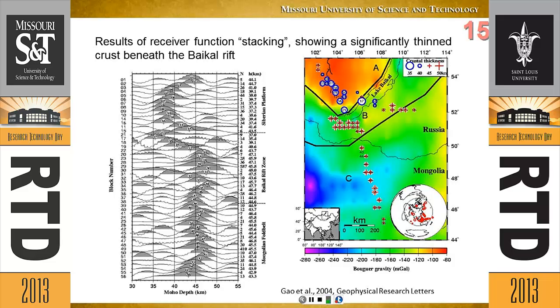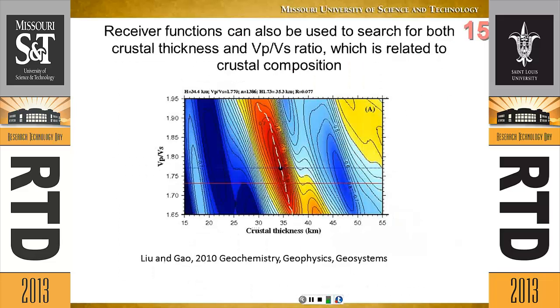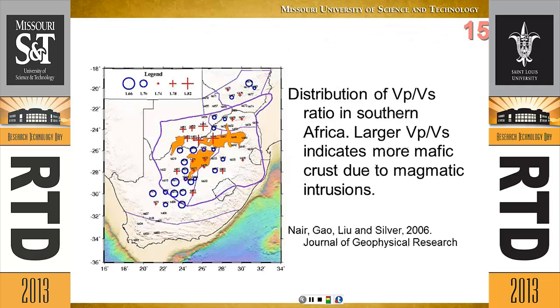distribution, I mean, how thick is the crust, and why you have a thinning of the crust beneath Lake Baikal, for example, right? And you can do a search for the best combination of the thickness of the crust and the ratio between P and S velocities. So these are just some examples of how useful the data could be.